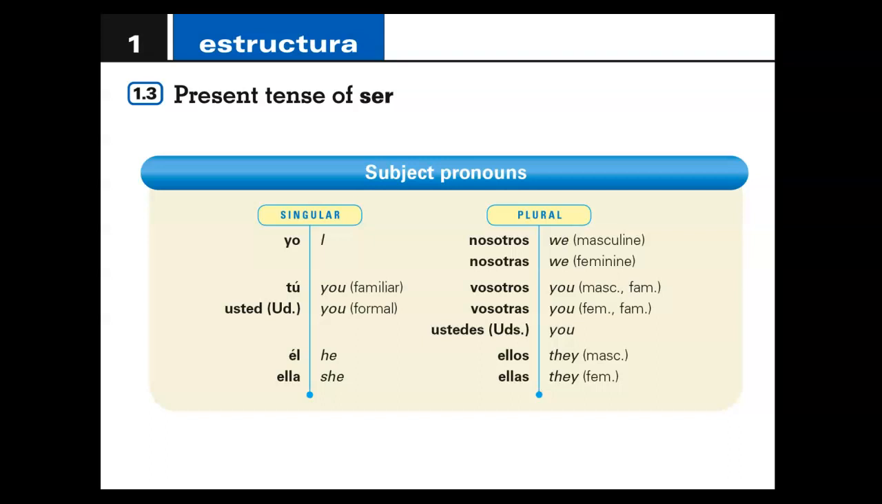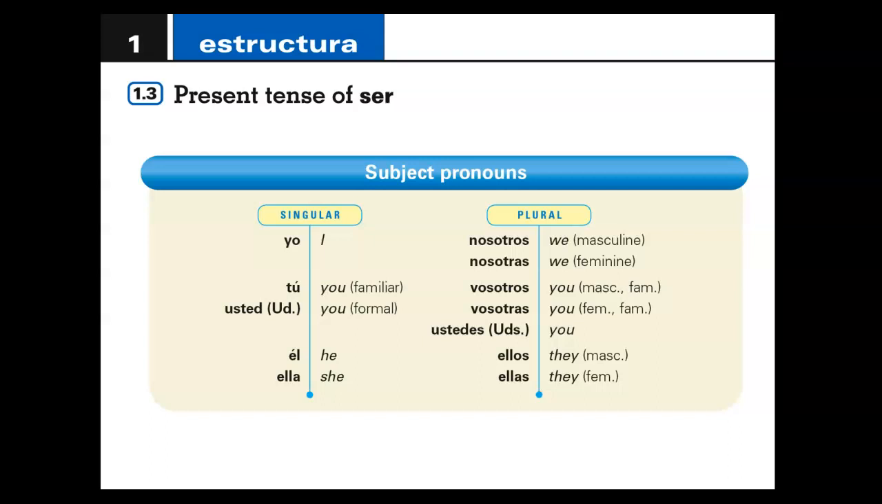So yo is I, tú is you, familiar, and remember there's two yous in Spanish. Usted is formal you, and the difference we'll talk about in a little bit. Él is he, ella is she. On the plural side, we have nosotros, which is we masculine, or it can be a combination of men and women. Then you have nosotras, which is feminine.